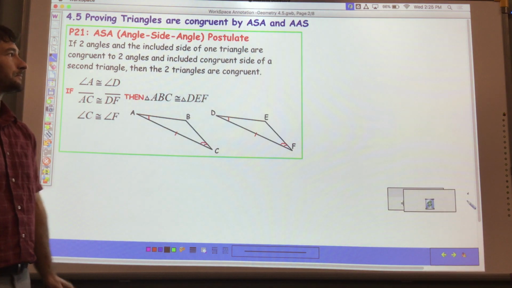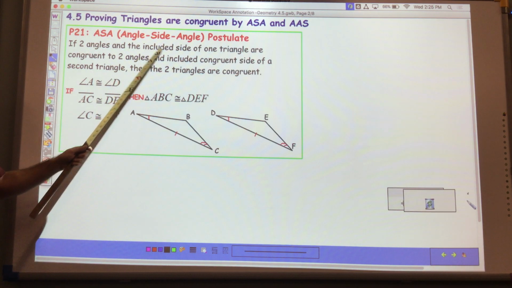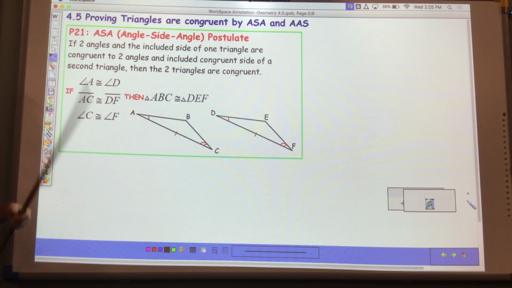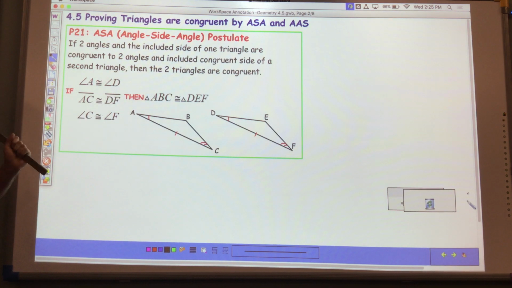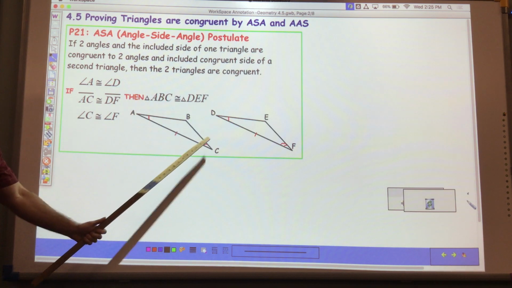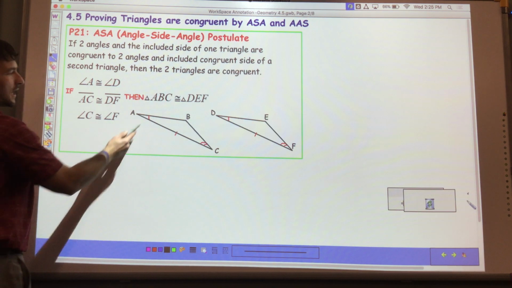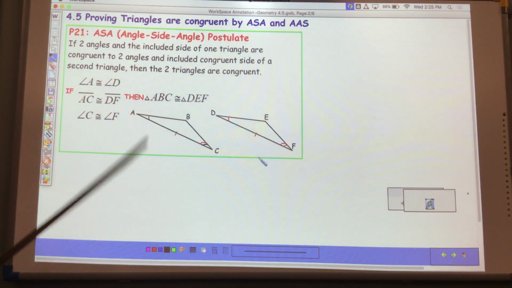and angle, angle, side. So starting with angle, side, angle, it says if two angles and the included side, so remember included means in between, in this case in between the angles, of one triangle are congruent to two angles and the included congruent side of a second triangle, then we have congruent triangles. So here, if we have angle A is congruent to angle D, AC and DF are congruent, and then angle C and angle F are congruent, we have angle, side, angle for our triangles, and we can say that they are congruent.